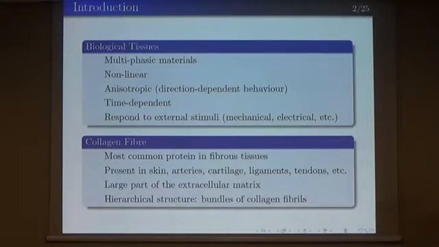One very important component of soft tissues is the collagen fiber. It's the most common protein in soft tissues, present in skin, ligaments, cartilage, and a lot of other tissues, and it's typically a large part of the extracellular matrix. I will focus today on the hierarchical structure of collagen fibers, because this structure is responsible for the mechanism of failure of the collagen.